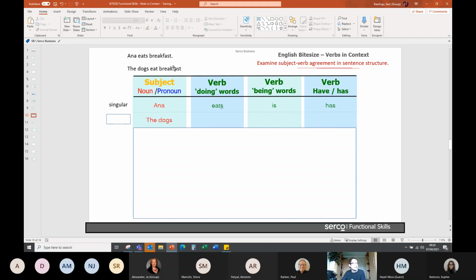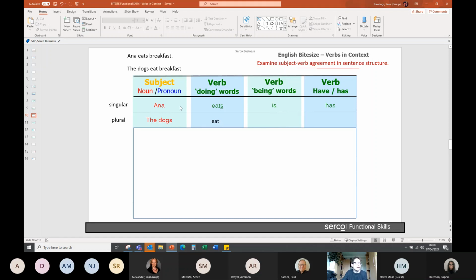We can compare that to the next example, the dogs eat. In this sentence, we don't use an S on the word eat. How many subjects have we got in this sentence? Multiple, exactly. So we could say it's plural. The dogs means there's more than one subject. So we can see here we've got Anna eats with an S. So if it's a singular subject, we use an S. If it's plural, we don't use an S.